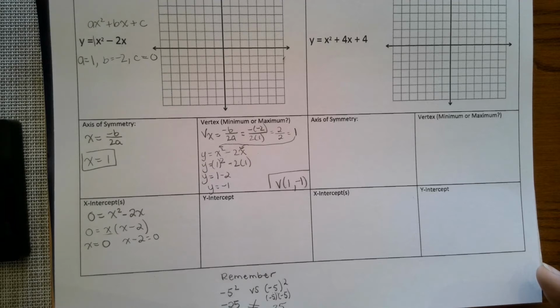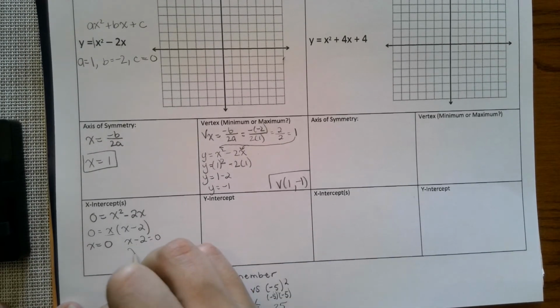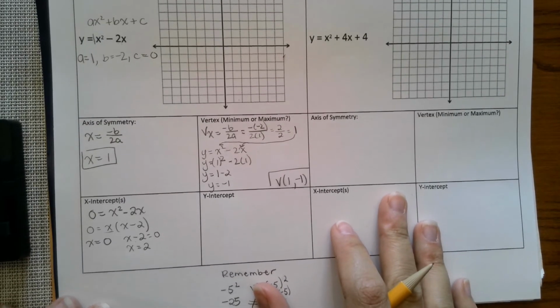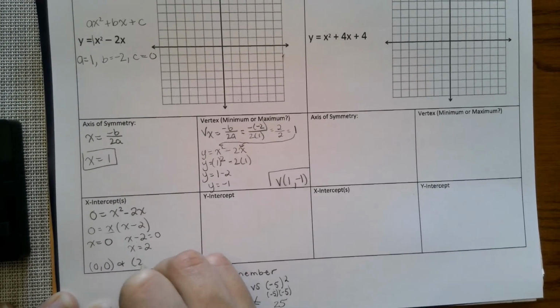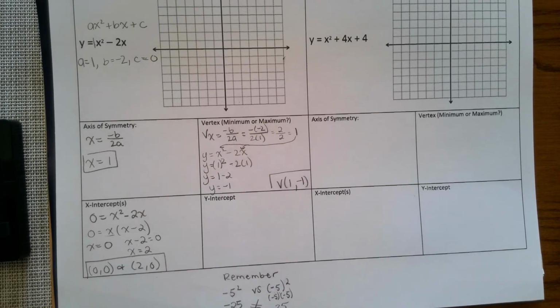Okay, so I already found out x is 0 here. I would add 2 to both sides and get x is positive 2 here. And as my x-intercepts, as ordered pairs, that would be (0, 0) and (2, 0). So there are my x-intercepts.